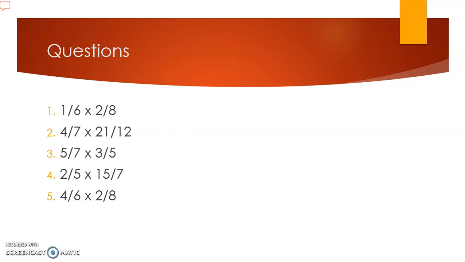Now let's do the second question. 4 by 7 into 21 by 12. Simple. We can divide 21 by 7. Answer would be 3. Again, we have 4 and 12. We can divide 12 by 4. 12 divided by 4 is 3. And 3 divided by 3 is 1. So the answer is going to be 1.